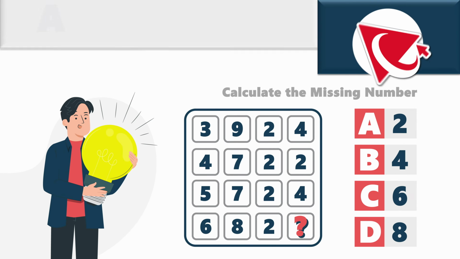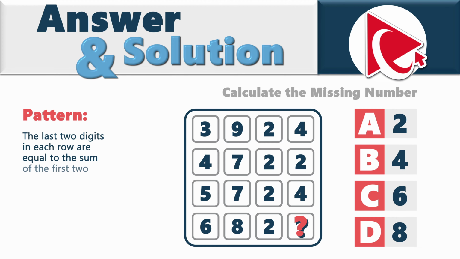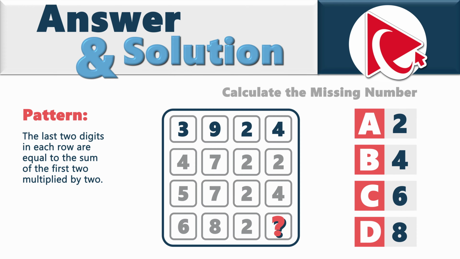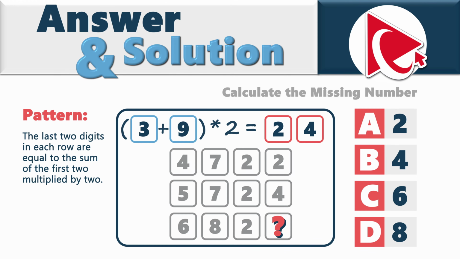The pattern here is rather simple. The last 2 digits in each row are equal to the sum of the first 2 digits multiplied by 2. Let's look at an example. The first row has numbers 3, 9, 2, and 4. 3 plus 9 equals 12, multiplied by 2 equals 24. Let's look at the other rows.